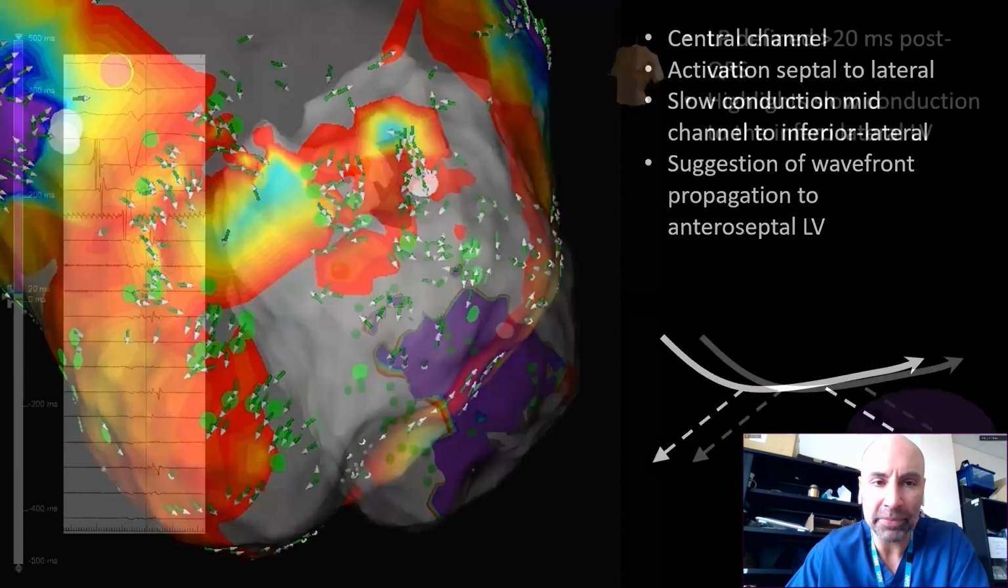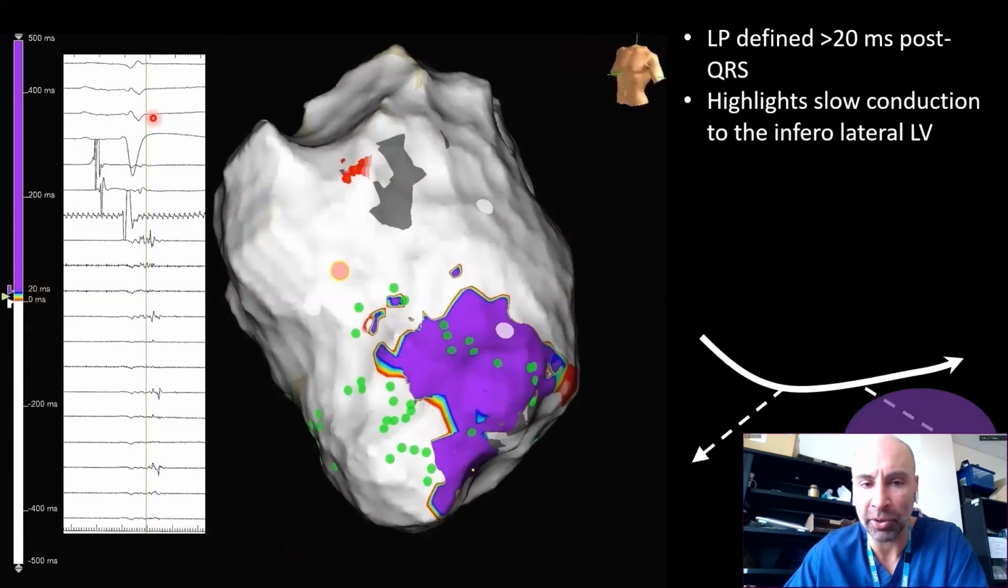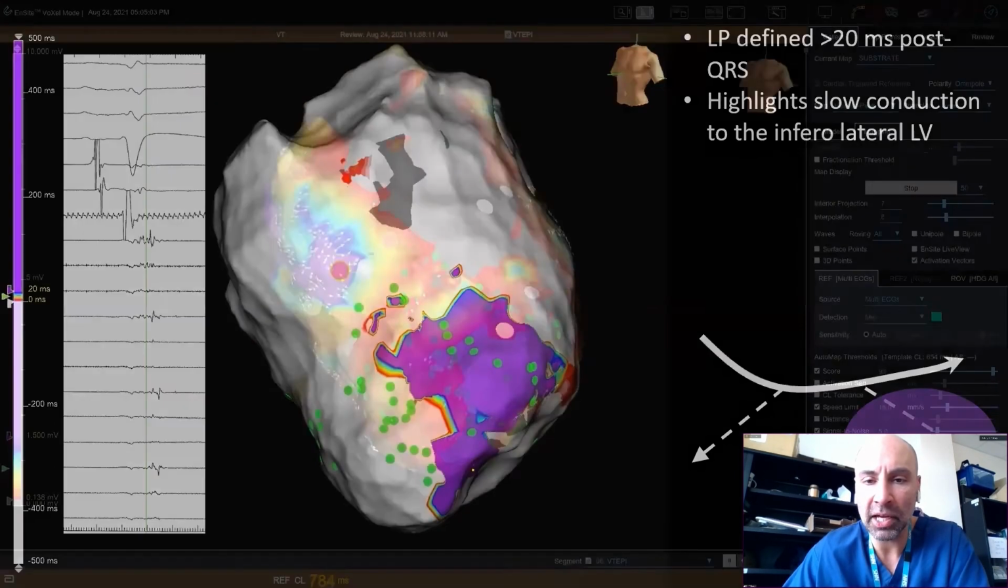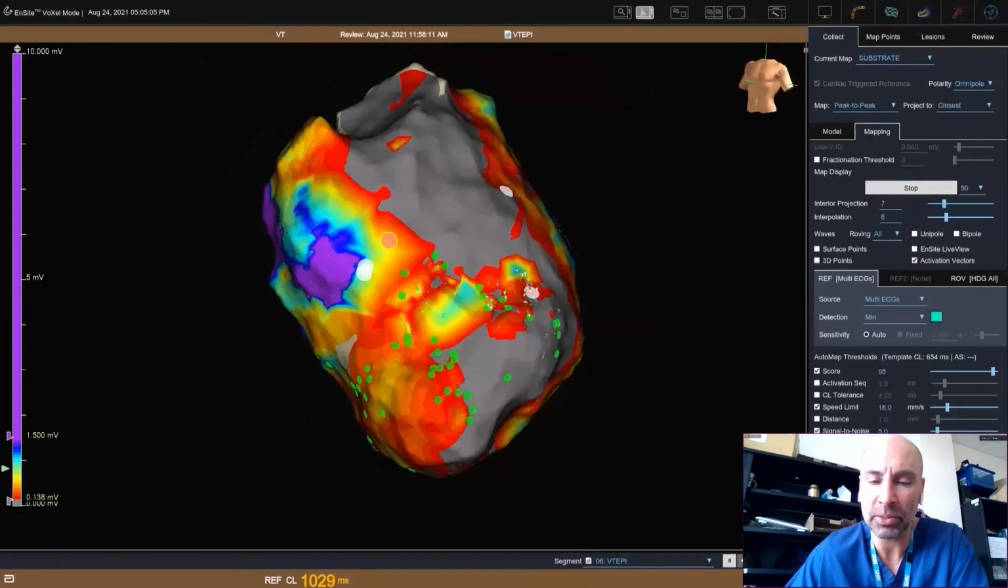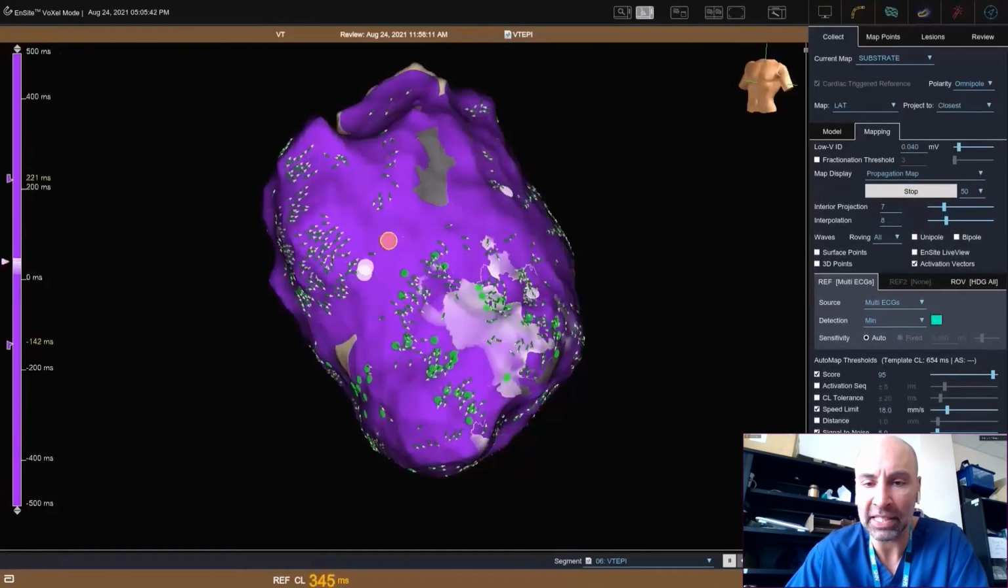So a late potential map, the green line we put at the end of the QRS, and anything that's more than 10 milliseconds, 20 milliseconds post-QRS, we label as a late potential, and the late potential map clearly identifies one of these components. We can play this map using the new arrow system with Nside X, and this is the propagation map identifying this late area.